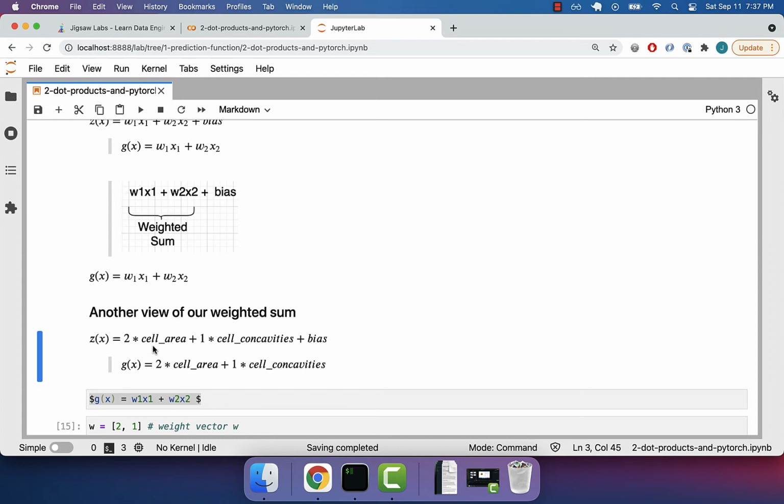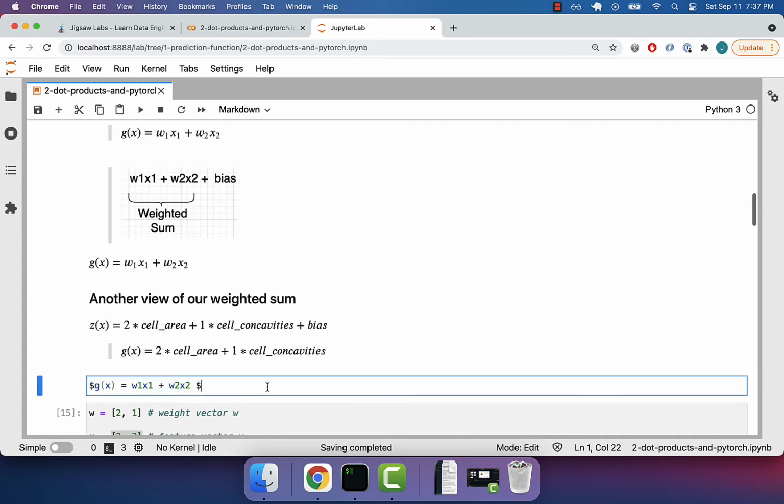Just to bring that home, let's apply that to our example above. If this was our original linear function, 2 times cell area plus 1 times cell concavities plus the bias, then g of x is again everything but the bias. And we can represent it in a style like this.